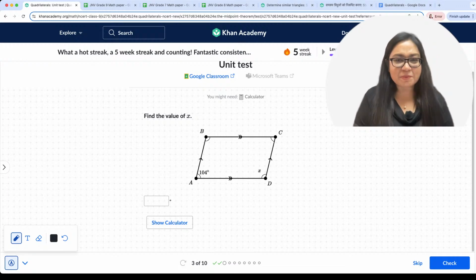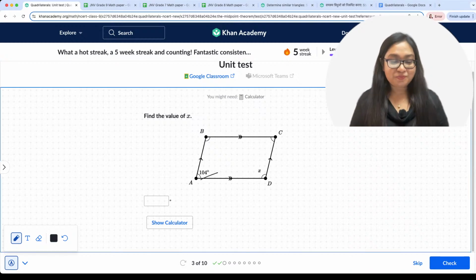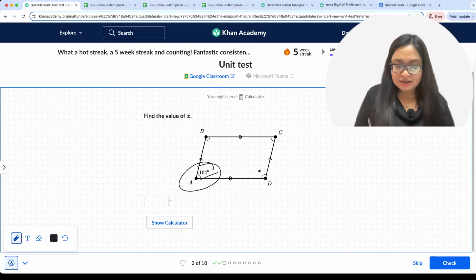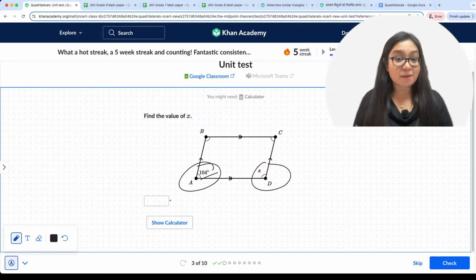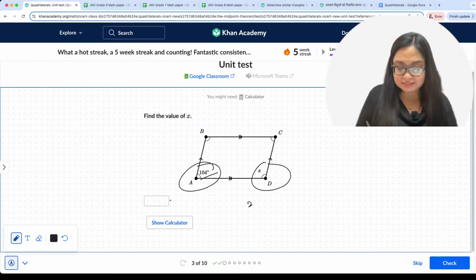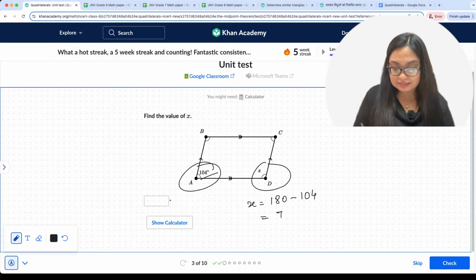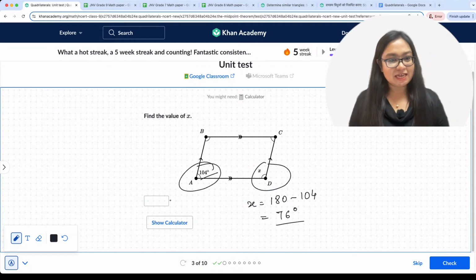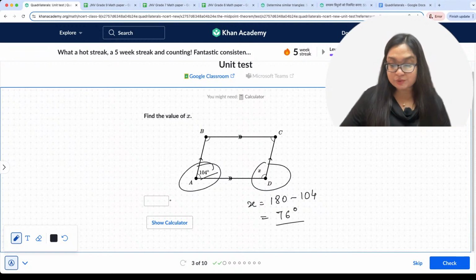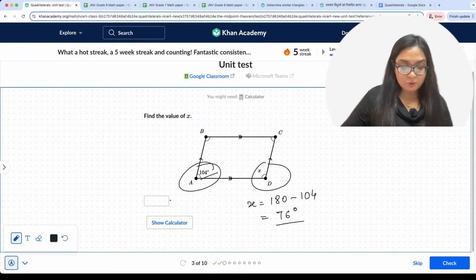Complementary or supplementary of 104. These two are adjacent angles. ये दोनों का sum 180 डिग्रीज होने वाला है, तो x कितना हो जाएगा, 180 minus 104, that is equal to, अब 80 minus 4, that is 76 degrees. ठीक है, अब I am going to use this space to find out.